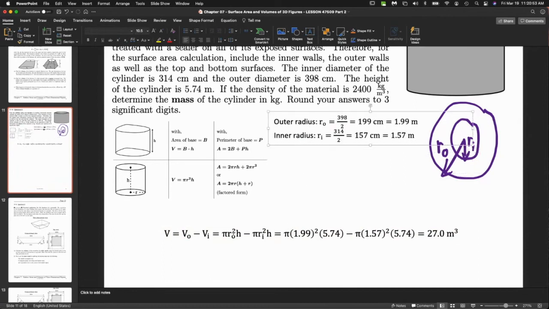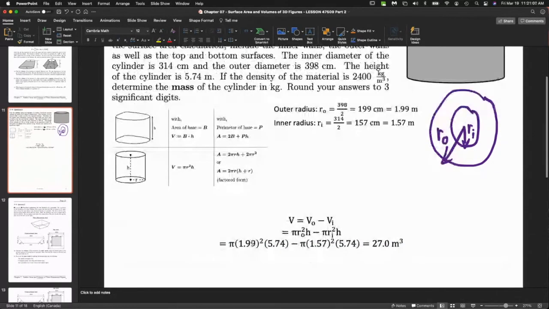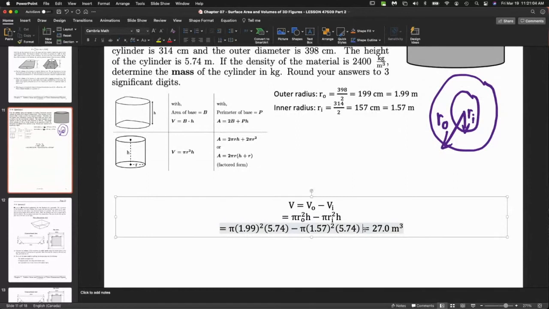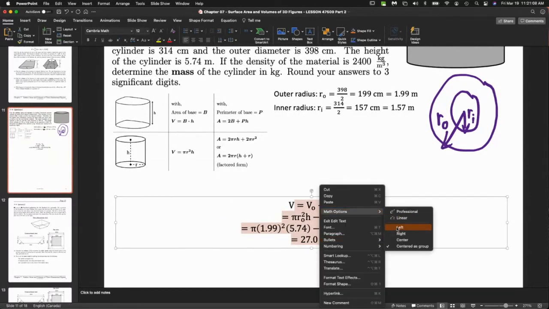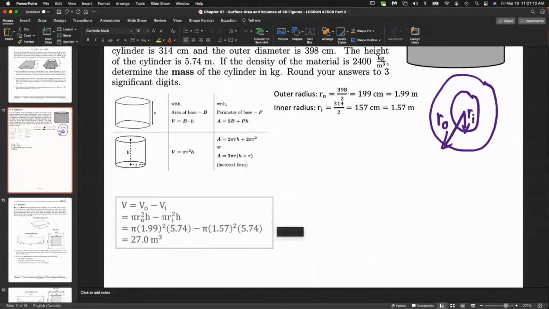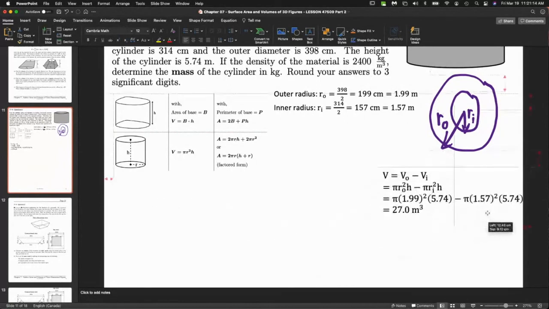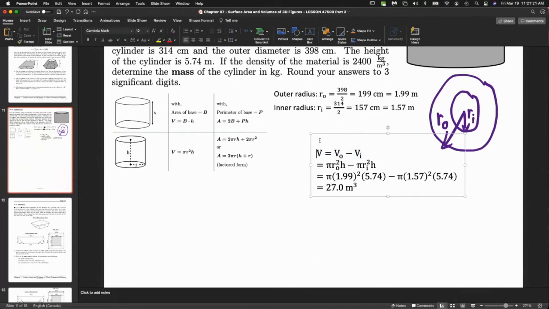Any volunteers to confirm this is correct? Thank you very much. Let me just format it a little bit nicer, make it look a little bit more presentable. So we've now found the volume of this shape, which is fantastic.